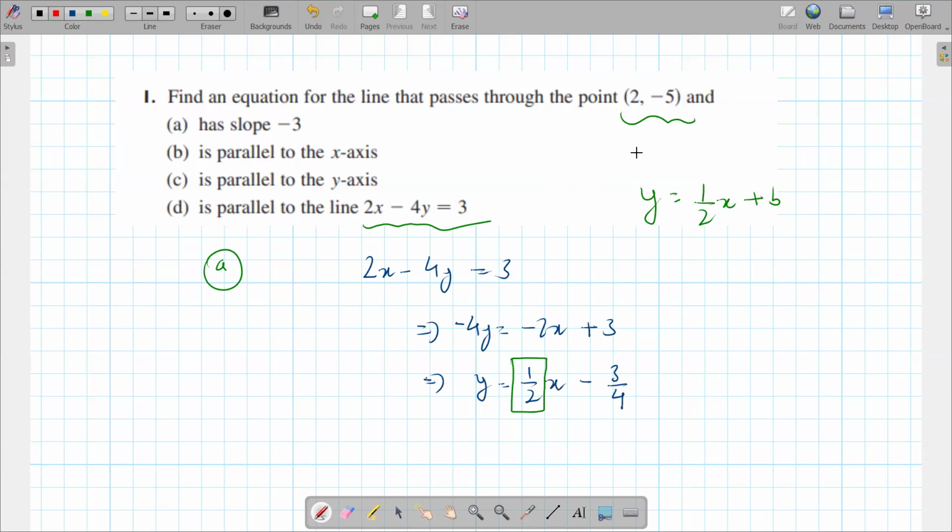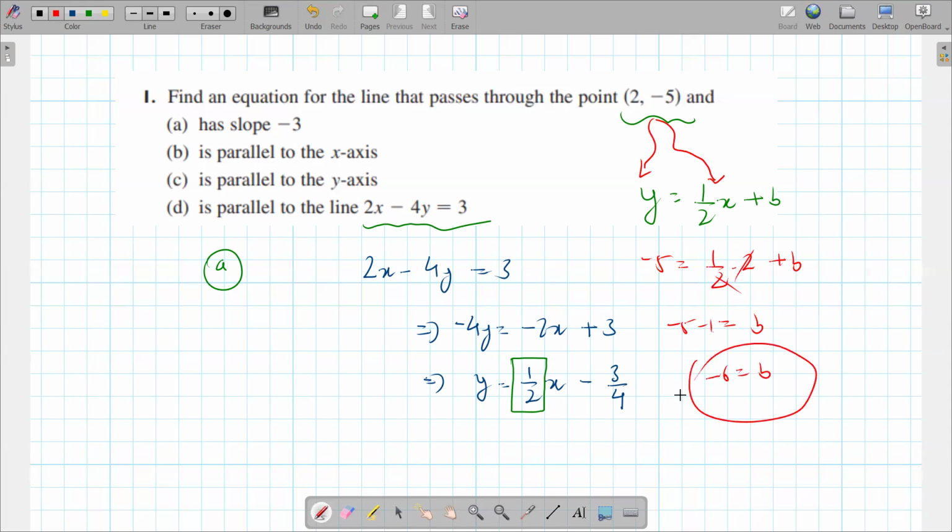There's only one way to find the b. Just plug in the point as x and y. So negative 5 equals 1 over 2 times 2 plus b. So b is negative 5 minus 1. So b is negative 6. And that's the answer. Okay?